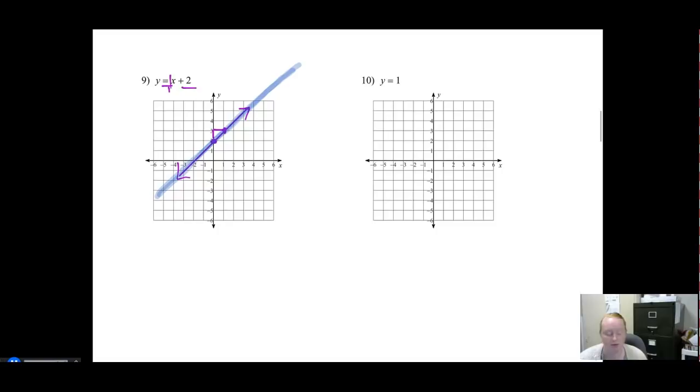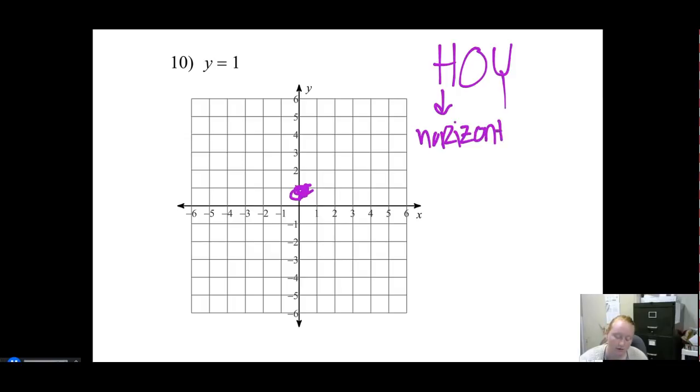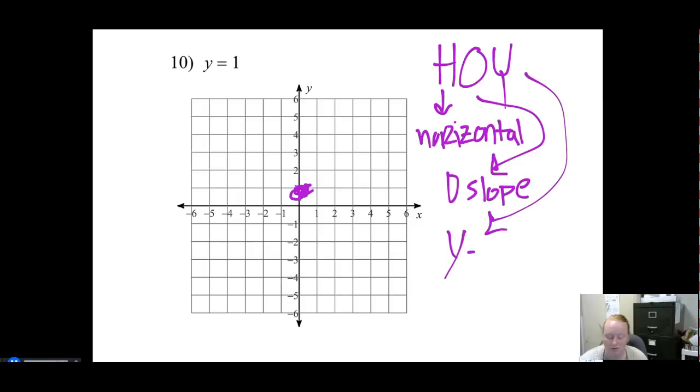I have a y equals graph. It is y equals just a number. This one always bothers people on my tests. They sit here, they put this point down, and then they don't know what to do. I told you about that word HOY. This means it's horizontal. It means it has a 0 slope. It means it's a y equals.